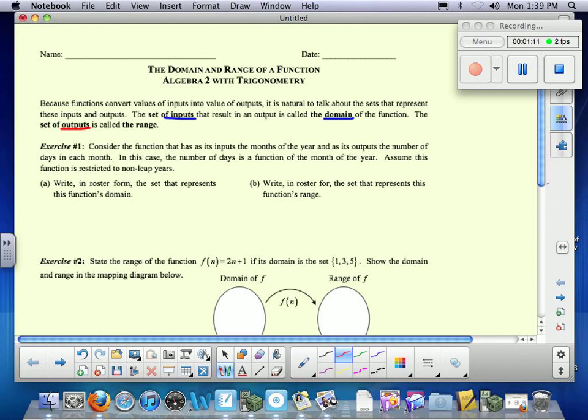Inputs are domain and output is range. So your answers: inputs, what you're starting with; answers, what you're getting out. So let's start with number one.